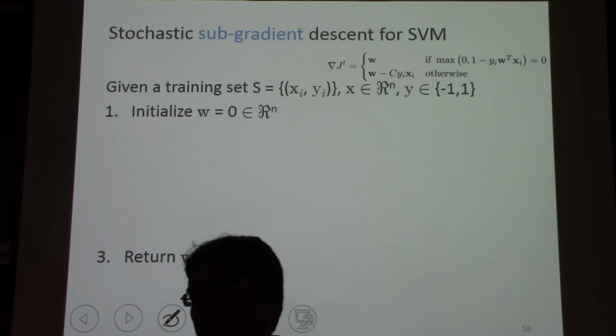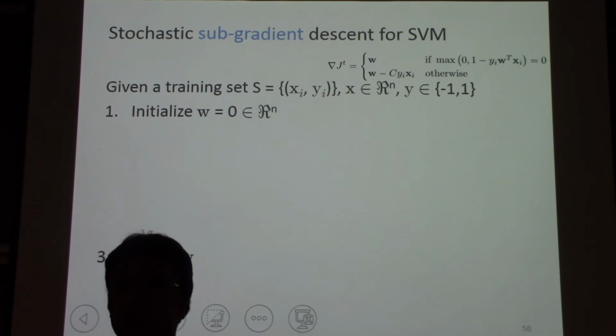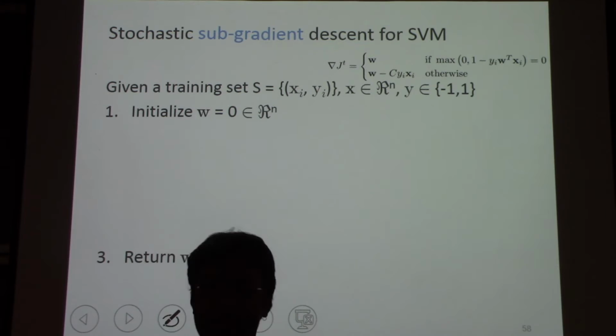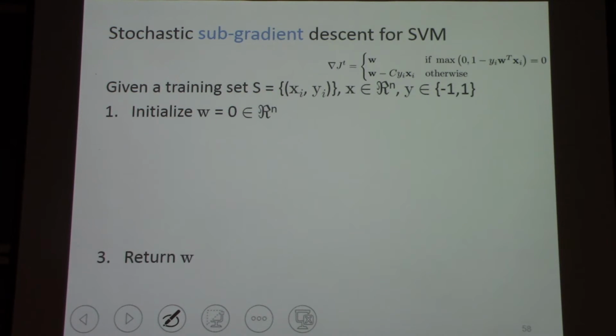So we went from gradient descent to stochastic gradient descent. Then we observed that really, the gradient is not defined because this function is not differentiable. In either case, gradient or stochastic, the gradient is not defined, so we need subgradients. So we went from gradient descent to stochastic gradient descent to stochastic subgradient descent, and that gives us our algorithm. This is not the entire algorithm.